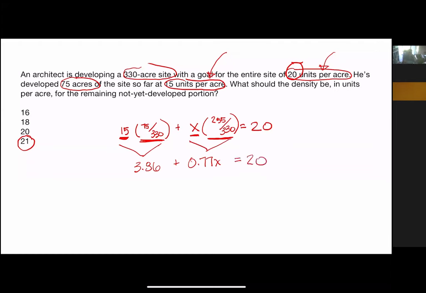And then you subtract both sides by 3.86 and you divide both sides by 0.77, and you get just short of 21 units per acre for the remaining. But most importantly for our discussion now is that a surprising amount of the time, we can solve the math equation just by looking at it from the point of view of a smell test.